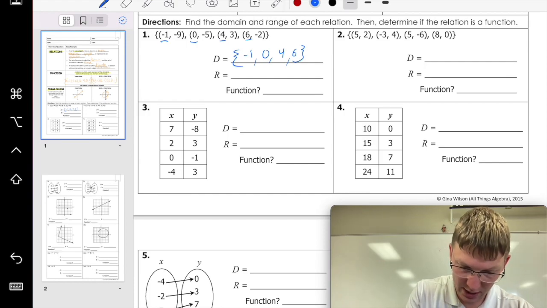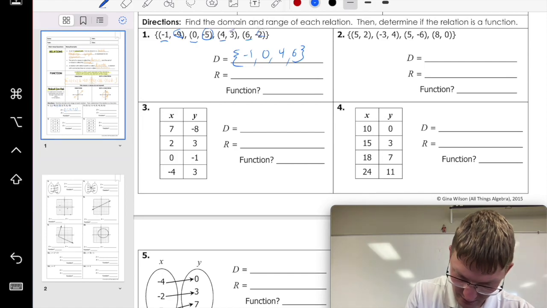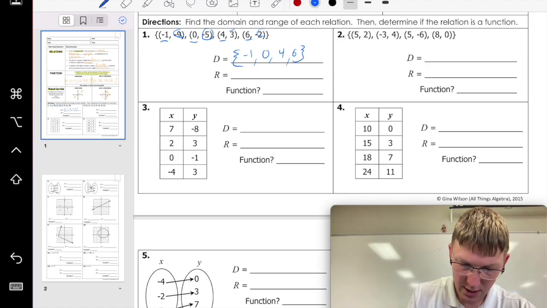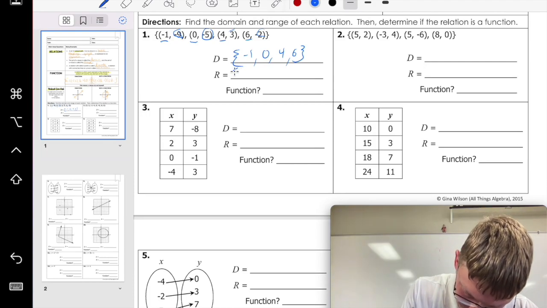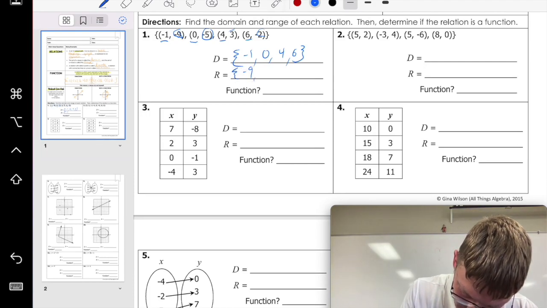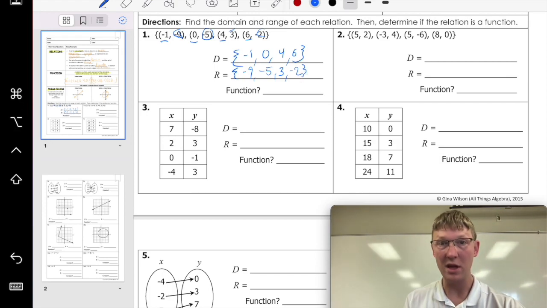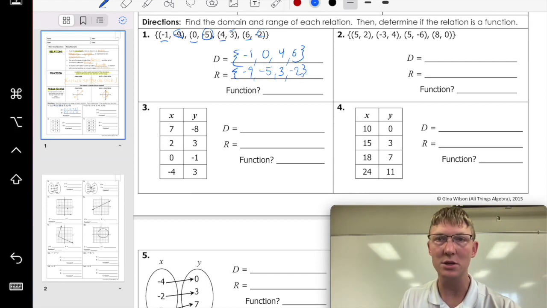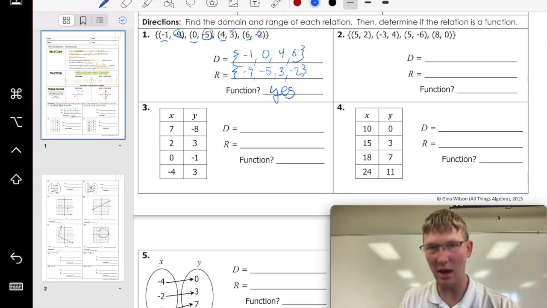So then our range is going to be all of our y values. Oh no, my pen is dying. So again, we'll just write all of those numbers as well. So -9, -5, 3, -2. So is it a function? Are any of the domains repeated? Nope. It's a one-to-one relationship. So yes, it is a function.